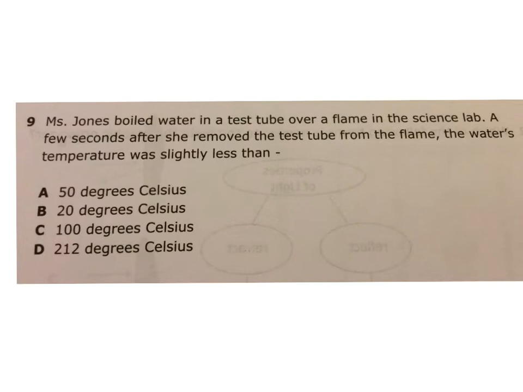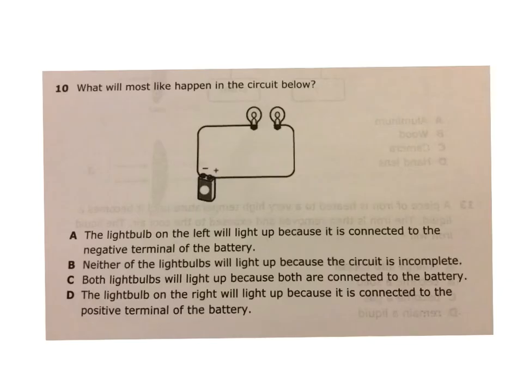Number 9. Miss Jones boiled water in a test tube over a flame in the science lab. A few seconds after she removed the test tube from the flame, the water's temperature was slightly less than A. 50 degrees Celsius, B. 20 degrees Celsius, C. 100 degrees Celsius, and D. 212 degrees Celsius.